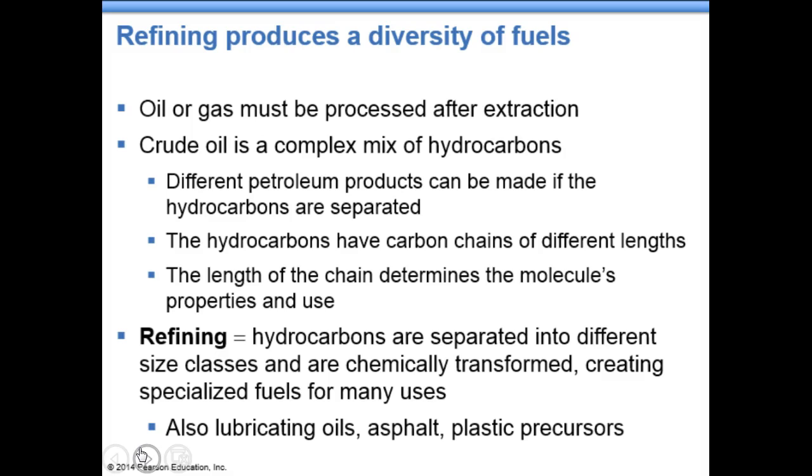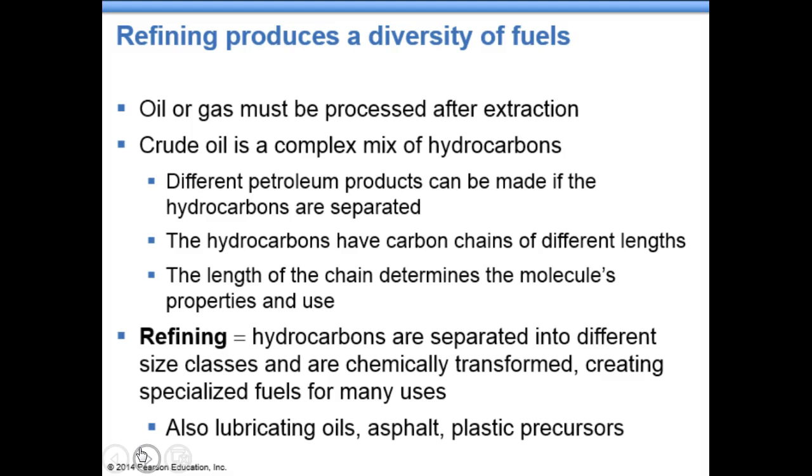In order for us to be able to use the oil or gas, it needs to be processed and refined. So crude oil, we're going to take a look at that first, will be shipped to the refinery. When we study it chemically, it is a complex mix of hydrocarbons and can create many types of petroleum products by separating its various components.